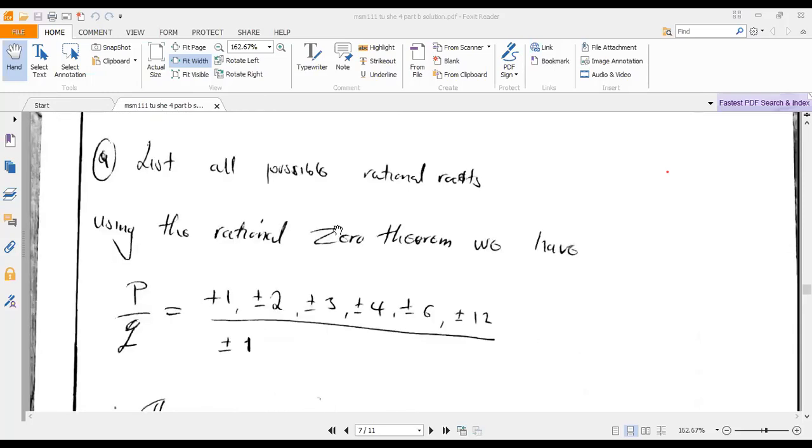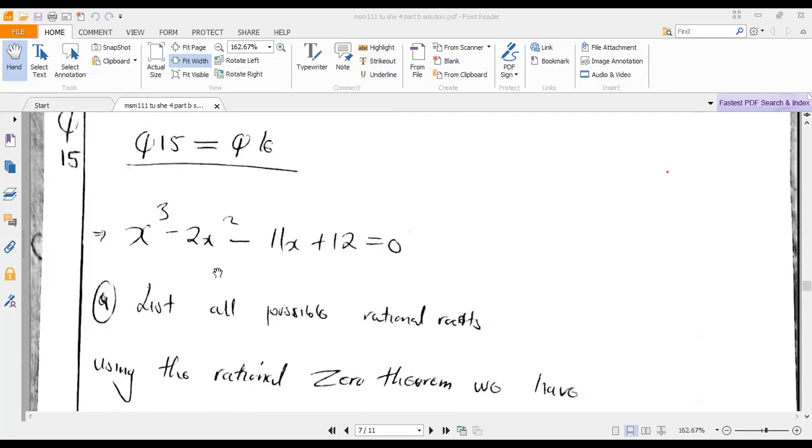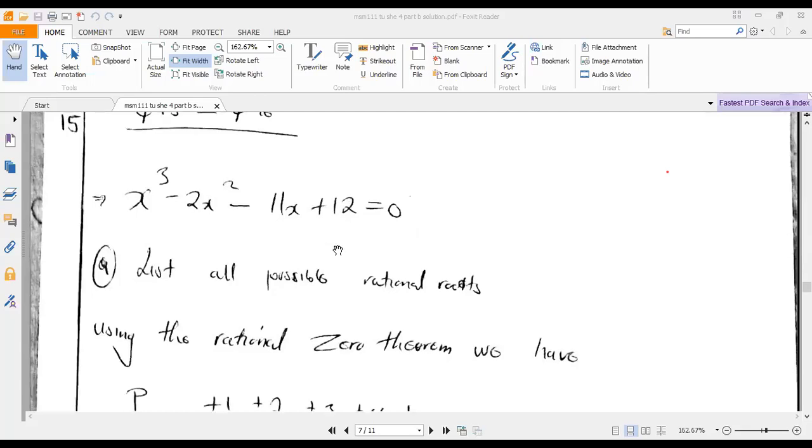Didn't get anything, sir. Mr. Alexander, 4 and 6. Listen, Mr. Alexander, sir. We are listing all possible rational roots. So we know the formula is P over Q. Now, what is P? P are the factors of the constant term in your polynomial. Sorry, sir, I'm really lost. I didn't understand anything, sir. So you didn't cover this in class. No, I didn't, sir.